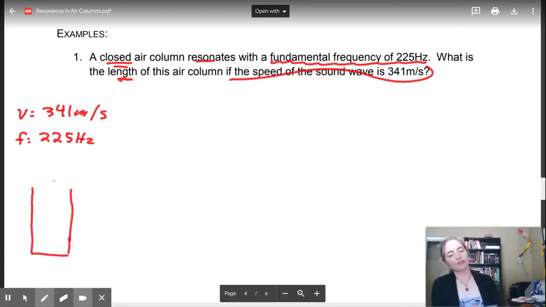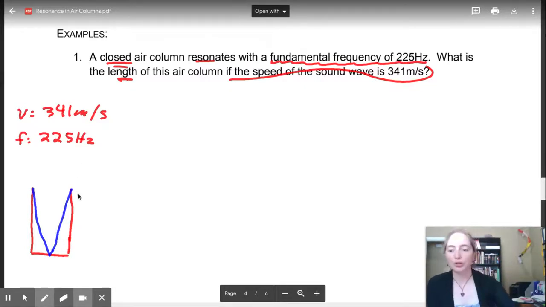The definition of the fundamental frequency is the lowest frequency or the longest wavelength, beg pardon, at which this is going to resonate. So that means a fundamental frequency has to look like this in a closed air column. Okay, so we want the longest possible wavelength.